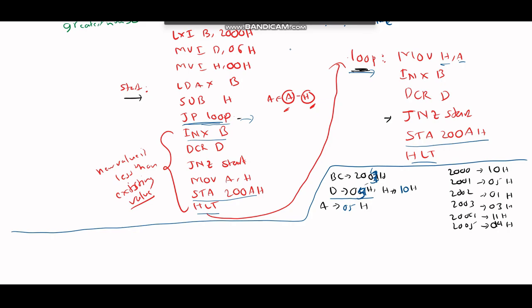One thing I missed here is that after this particular condition stops getting satisfied, I need to move my highest value from H to A and then only store the result. So this is the complete program that we have here.